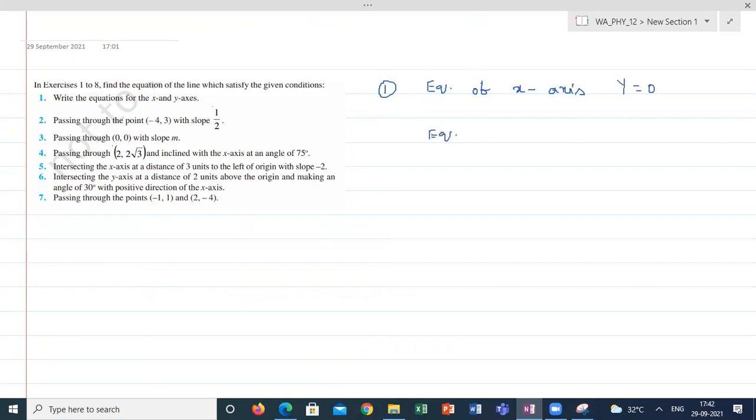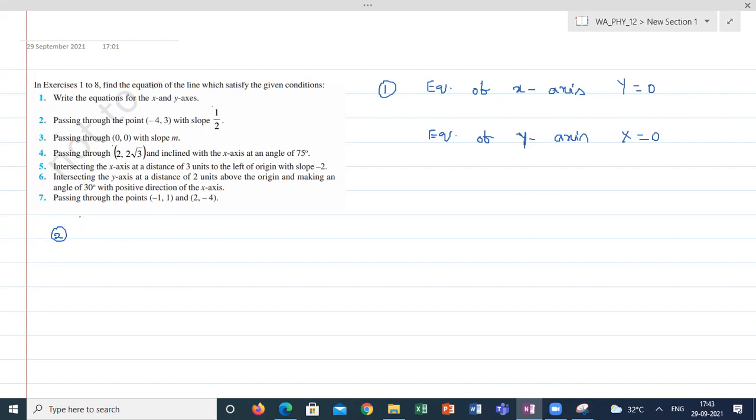Equation of y-axis: x is equal to 0. You take some 4 or 5 points on that particular axis, then you will get clarity. That's how we can remember the equations. Take any point on the x-axis: (1, 0), (2, 0), (3, 0), where your y coordinate is always 0. Take any point on the y-axis: (0, 1), (0, 2), (0, 3), all points are on the y-axis. So simple.